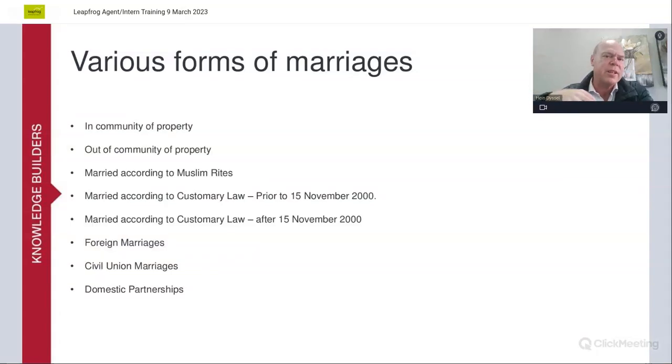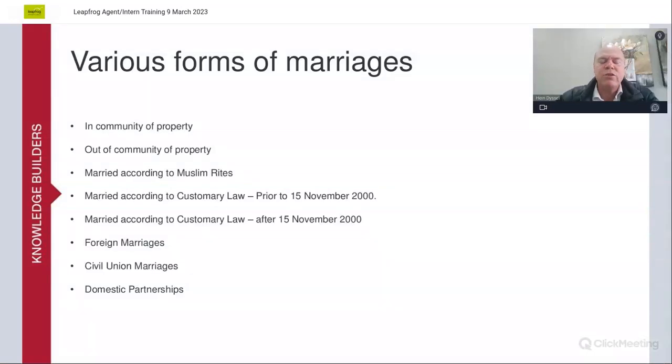So just as a brief overview, the different types of marriages that we get in South Africa and that you will have to deal with in your business and in your transactions with purchasers and sellers are marriages in community of property. We get marriages out of community of property. Then there are also parties that are married according to Muslim rites. So what are those rules and regulations? How do we describe them in our offer to purchase? Who must sign those documents?